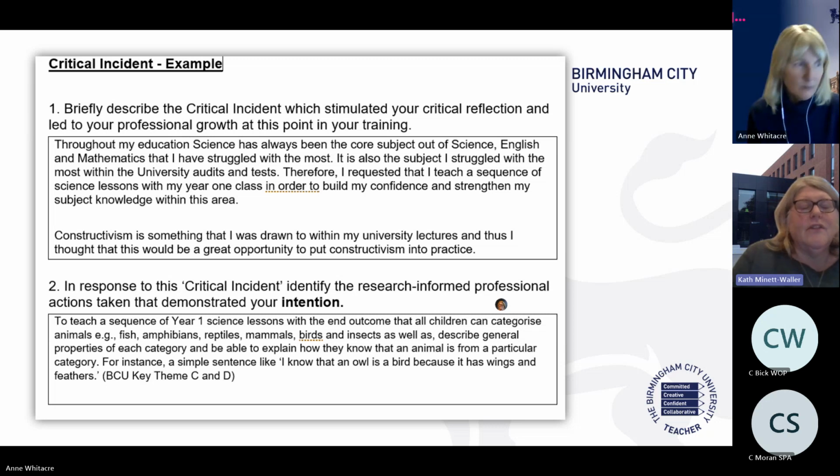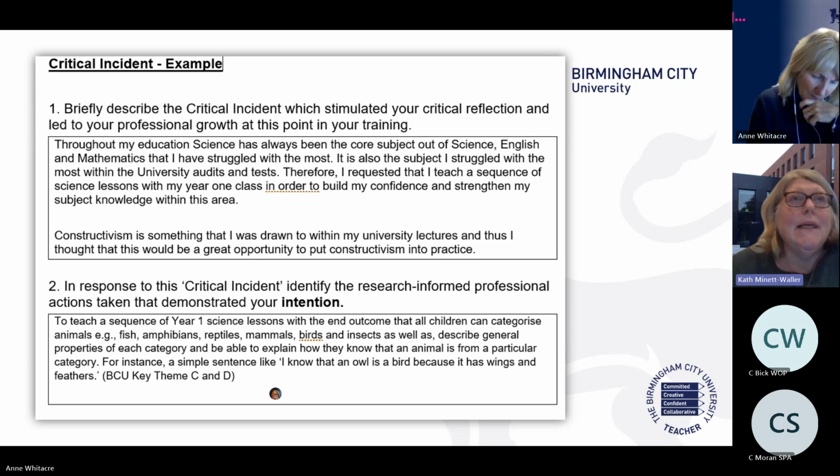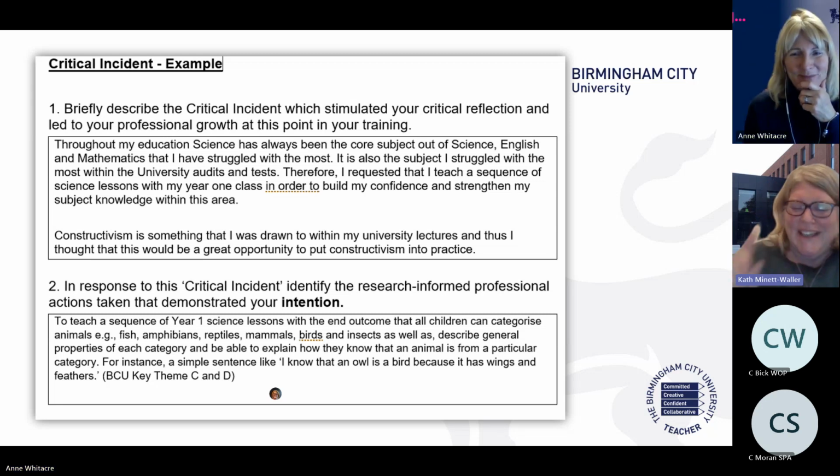As you'll notice here, this particular one has also made some reference to programmes of study for science, and also the BCU key themes C and D. So looking at subject knowledge, and D is planning. What is D? Planning. Planning. Thank you.